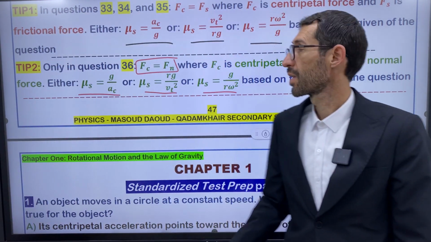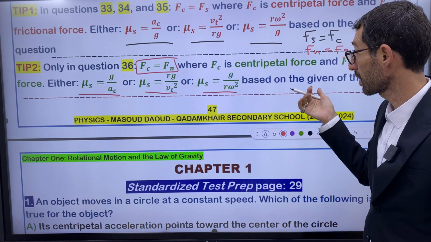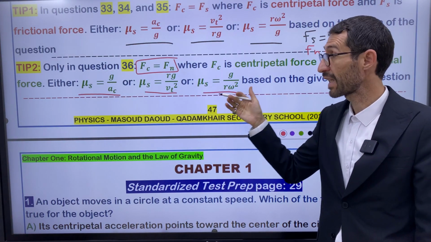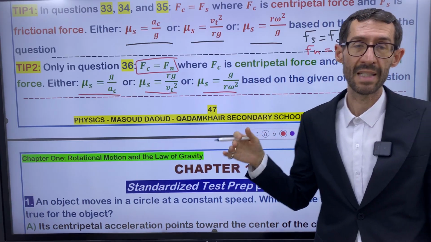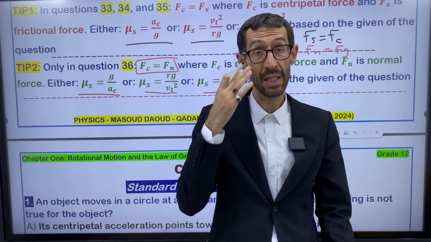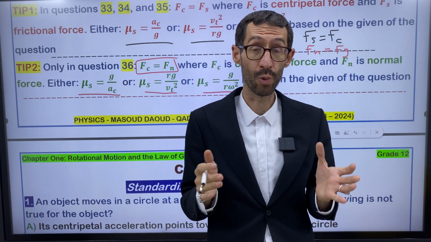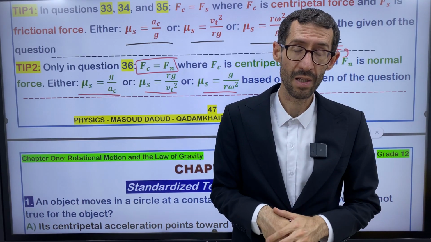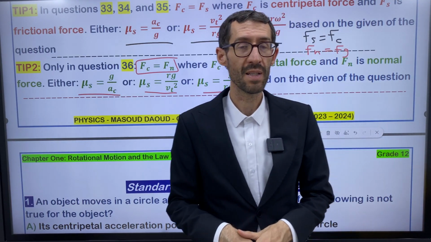Actually, sometimes the given tells you which rule is convenient. Sometimes a person chooses a rule based on the given of the question. Actually, you can find mu s or other factors.